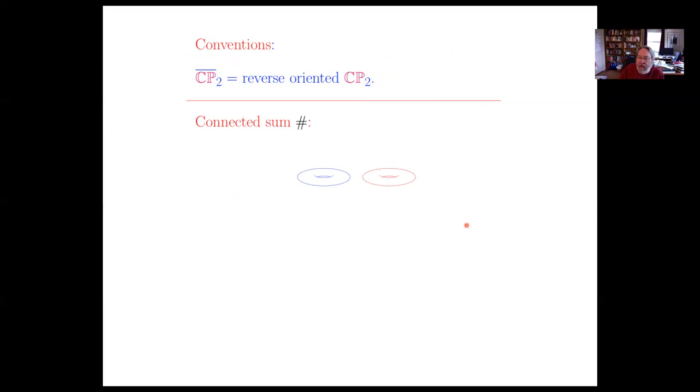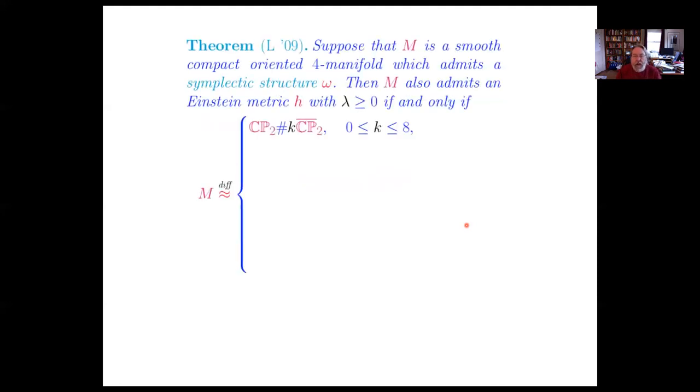It means that you take two given oriented manifolds, you throw a ball out of each one, and you glue them together to make a connected manifold, just the same way that you would build up a genus 2 surface from two tori. All right, so the list begins with CP2 connected sum K CP2 bars, where K is between 0 and 8.